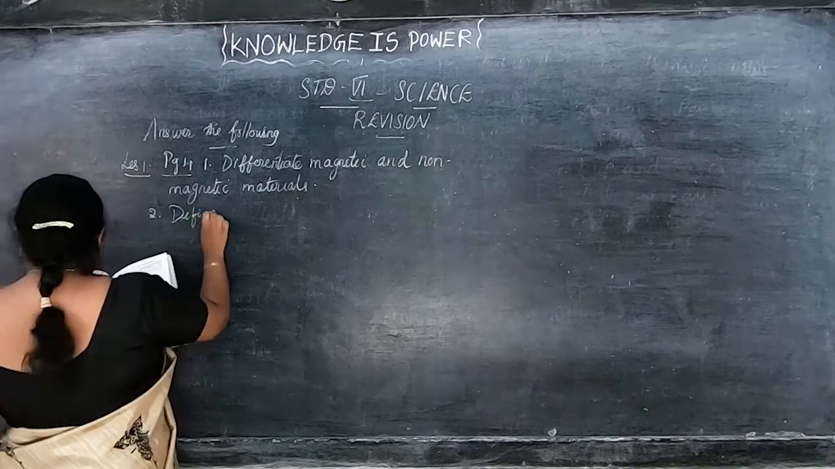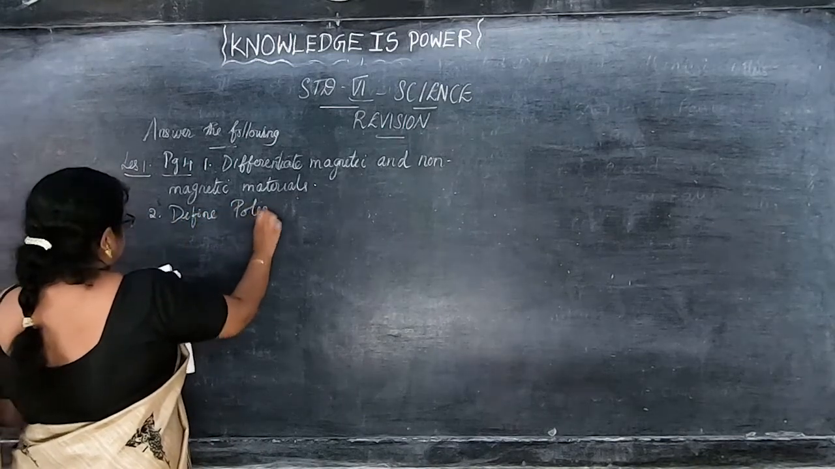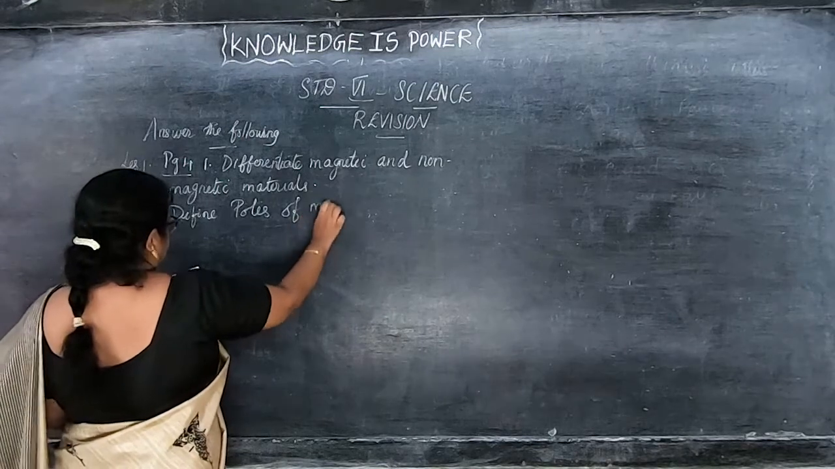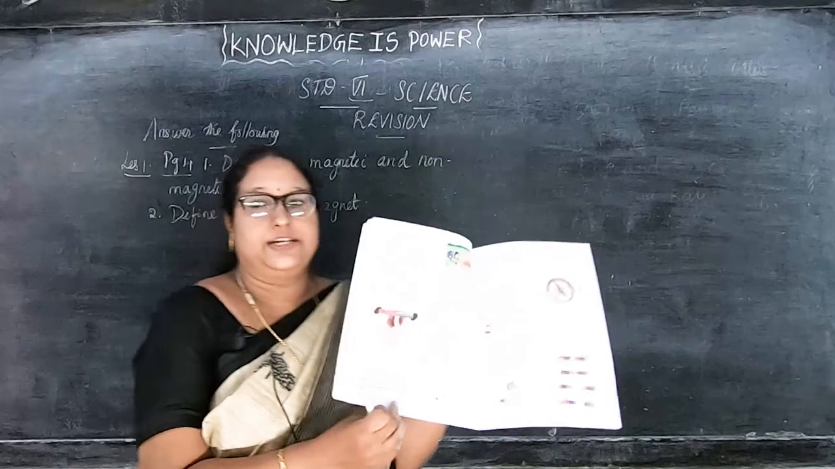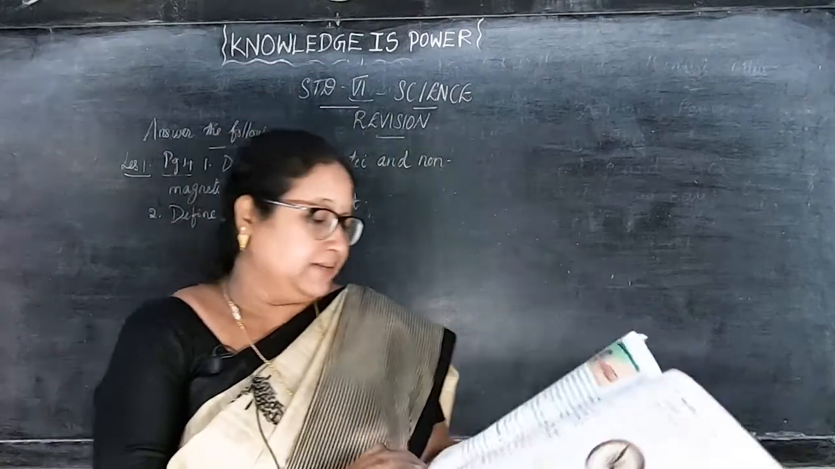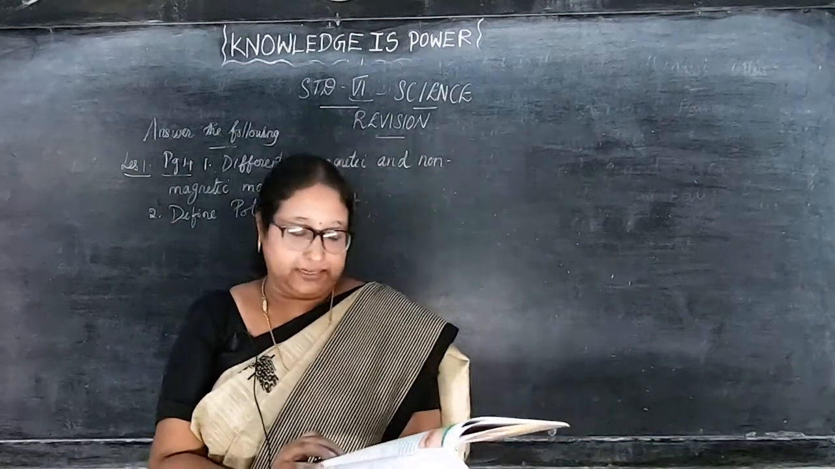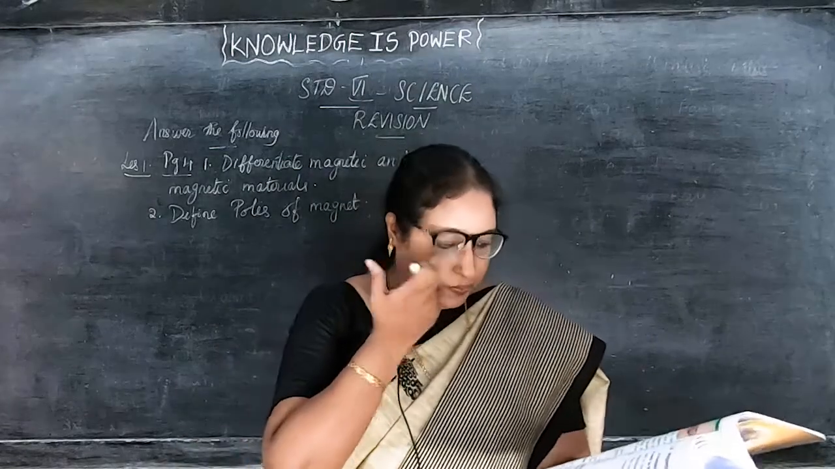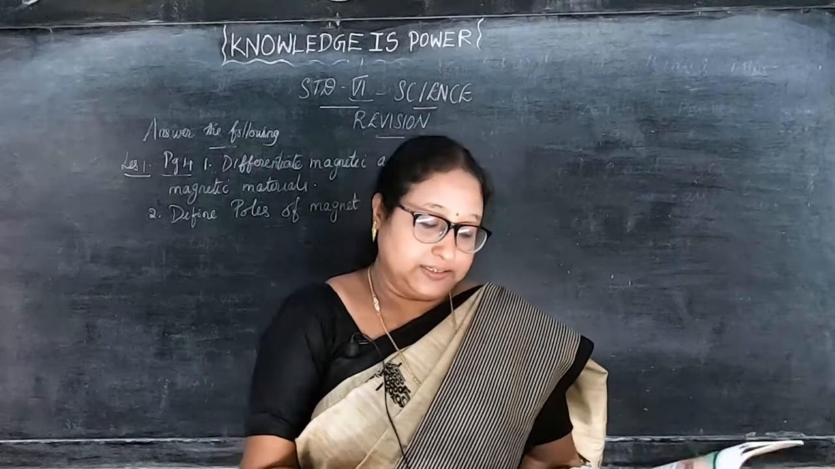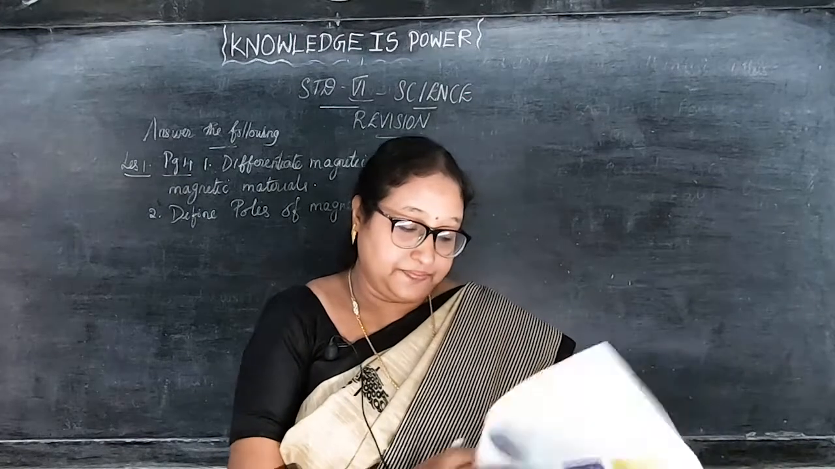define poles of magnet. Same page, on the left side, you can see down here, in bold letters they have written: the attractive force of the magnet is very large near the 2 ends, and these 2 ends are called its poles.